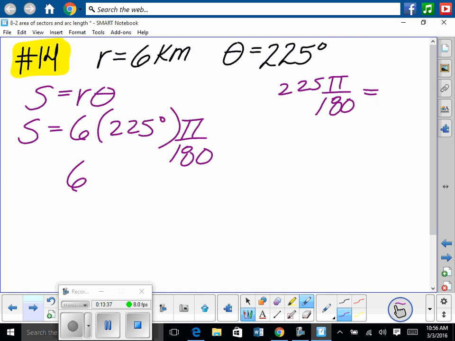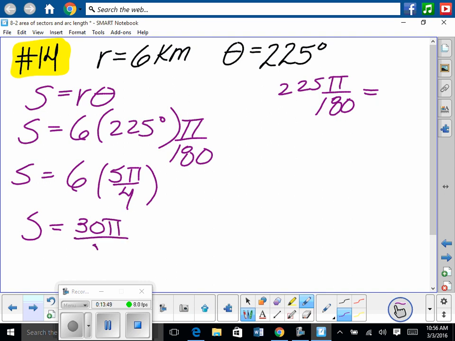5 pi fourths, right? Is that what you got? Okay. 6 times 5 pi fourths. So now we just multiply straight across, right? Everybody? So isn't that 30 pi fourths?